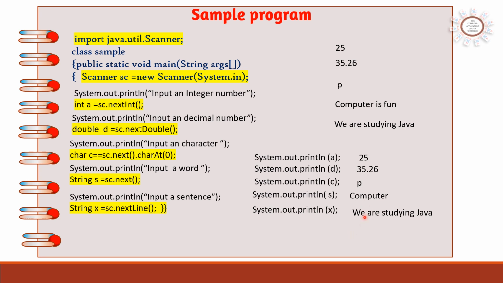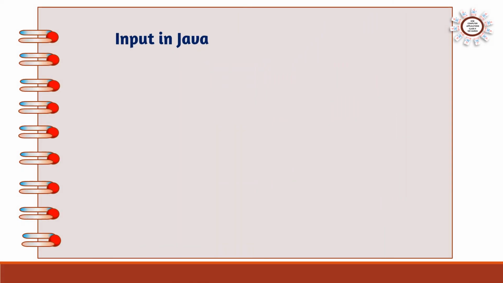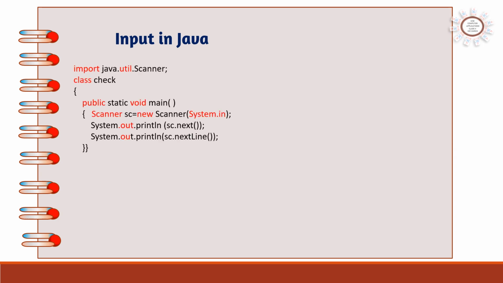One more example we can see to find the difference between next and nextLine. This small program will show the difference between next and nextLine. Here we have the program code: import java.util.Scanner. That means the Scanner class is used in the program. Class public static void main, and create the Scanner object: Scanner sc = new Scanner(System.in). That means sc is the object. And in this we are using sc.next and sc.nextLine one after the other, and we are printing as soon as we accept it, in the proper format.